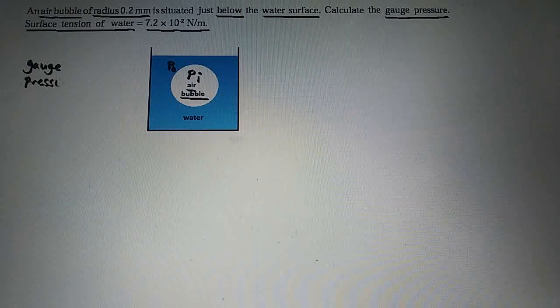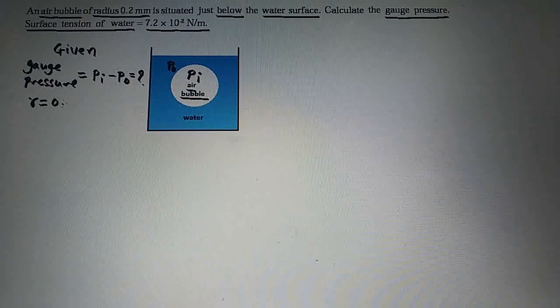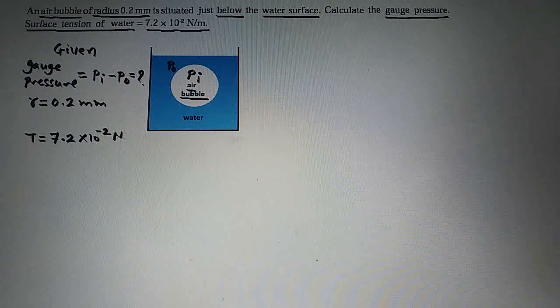equal to Pi minus P0. Pi minus P0 is the gauge pressure, and this gauge pressure we have to find out. Now the radius of this air bubble is given, that is 0.2 mm, and the surface tension is given, that is T is equal to 7.2 into 10 raised to minus 2 Newton per meter.